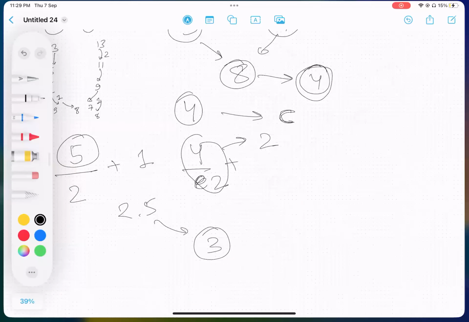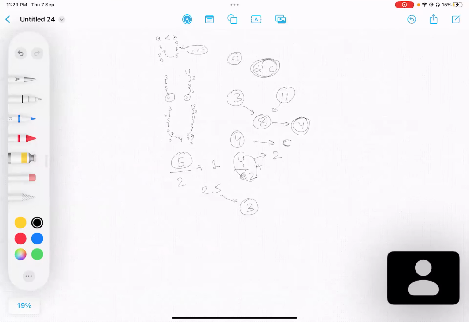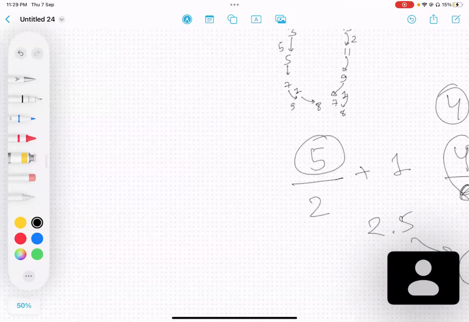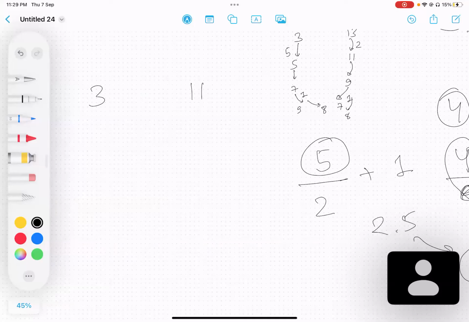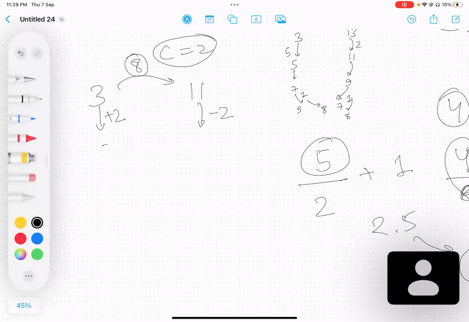Okay, what I was saying is, let's say you have 3 and you have 11, right? If we take C equal to 2, in one move you are removing 2 here and adding 2 here, right? So the initial difference was 8. After this move, this will become 5 and this will become 9. So what is the difference now? This is 4, right?